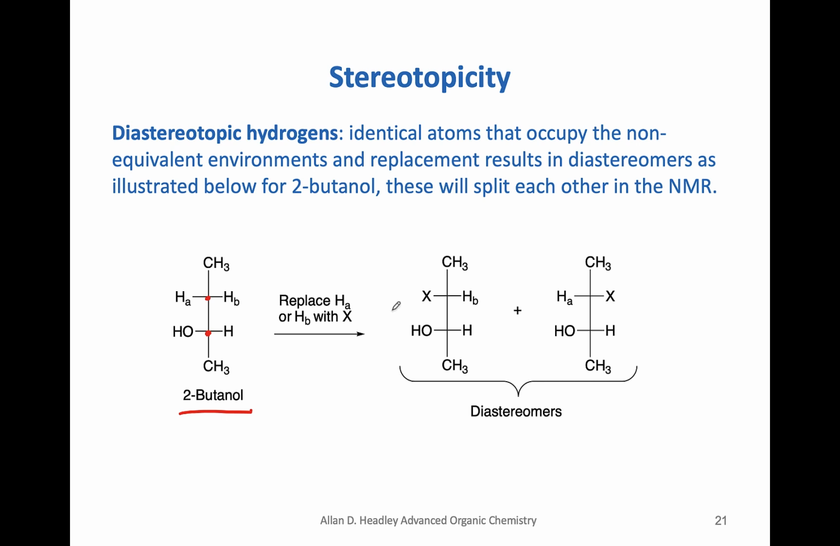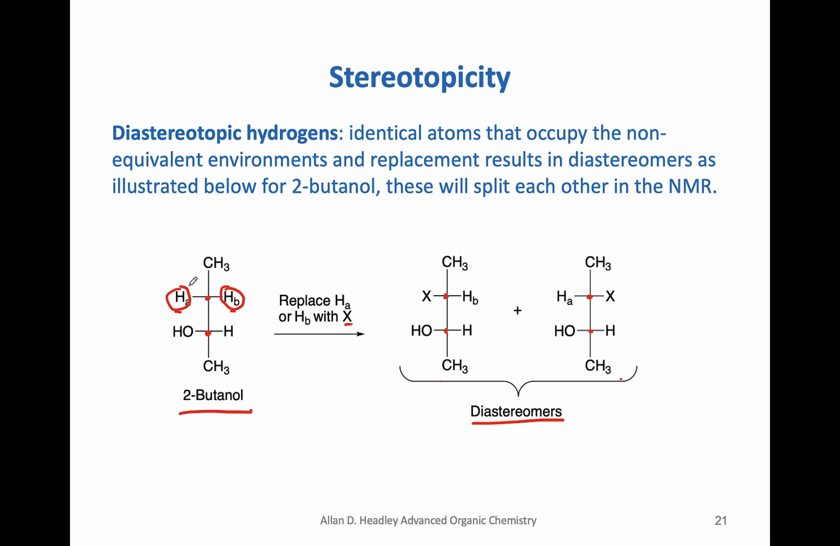However, the replacement of HA with X gives this, and the replacement of HB with X gives this. This is now chiral. This is now chiral. This was chiral from before, still is. This was chiral from before, still is. So these are called diastereomers. So therefore, these are called diastereotopic hydrogens here.